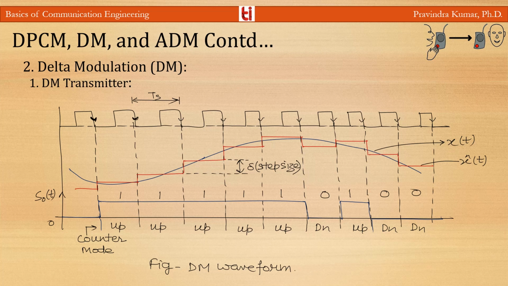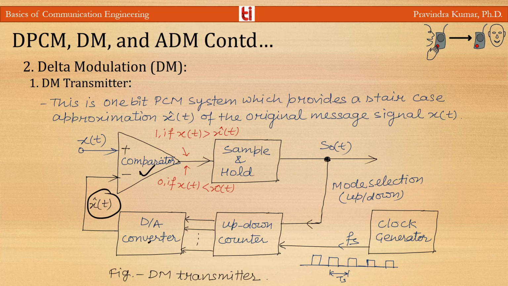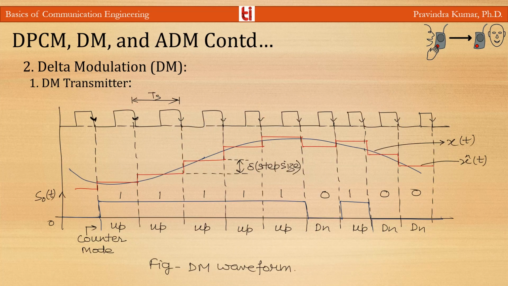The counter output is converted into an analog signal by the digital to analog converter. So we get the approximated signal x cap(t) at the output of the digital to analog converter.